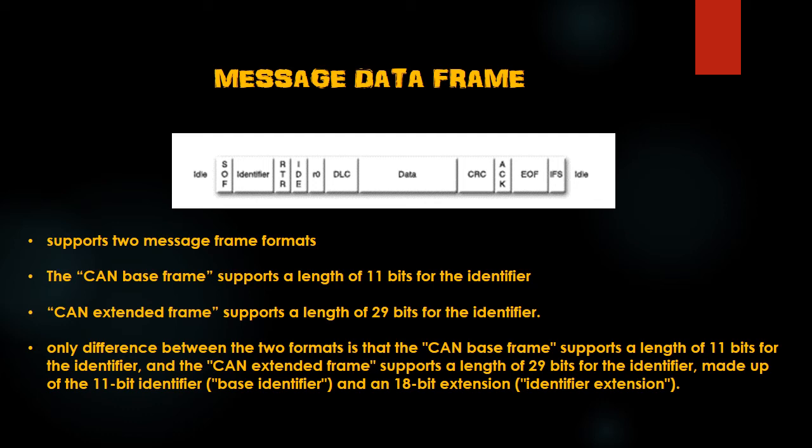The main difference between them is that the CAN extended frame is made up of an 11-bit identifier, called the base identifier, and an 18-bit extension known as the identifier extension. So it has basically more bits, but it is to be noted that the 11-bit message always has priority over the 29-bit message. And in the data frame protocol that's been mentioned, the important thing to note is the CRC, which is the cyclic redundancy check.